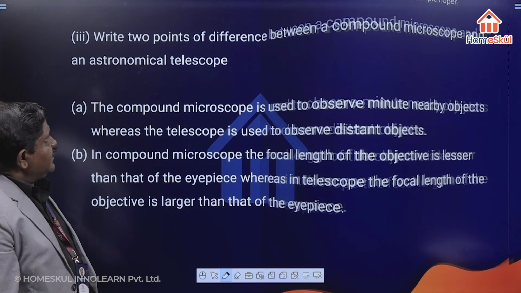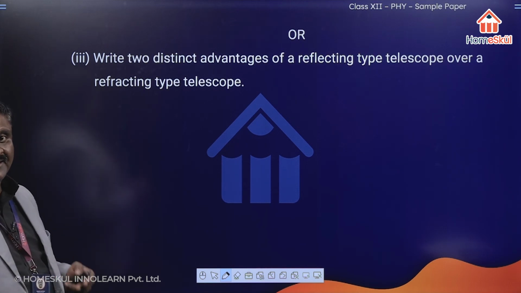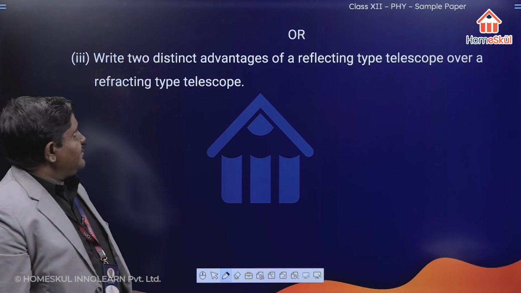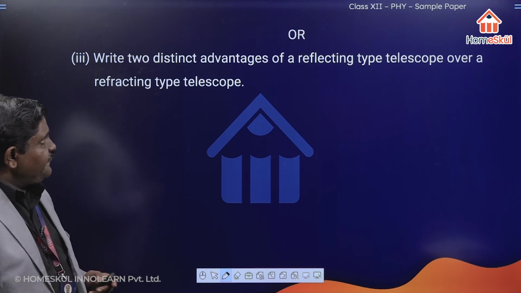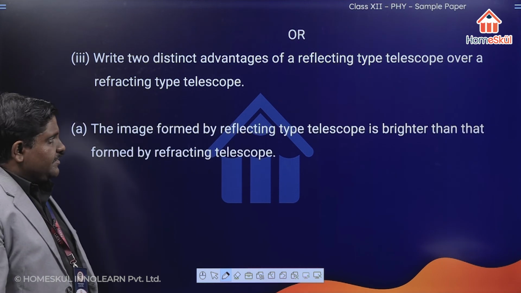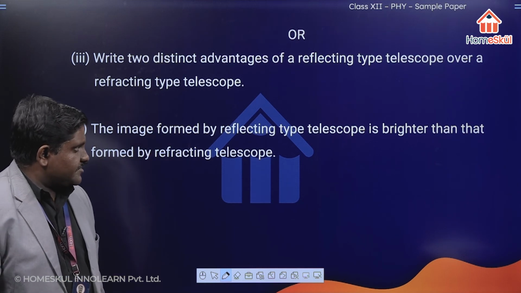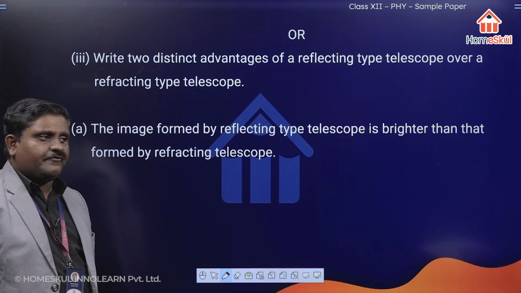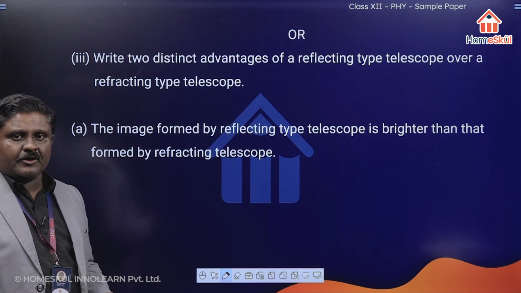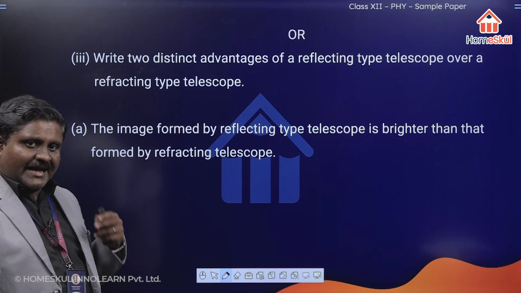Clear? Then next one, this is the OR question for the third sub question: write two distinct advantages of a reflecting type telescope over a refracting type telescope. The first one is the image formed by the reflecting type telescope is brighter than that of the refracting type telescope.